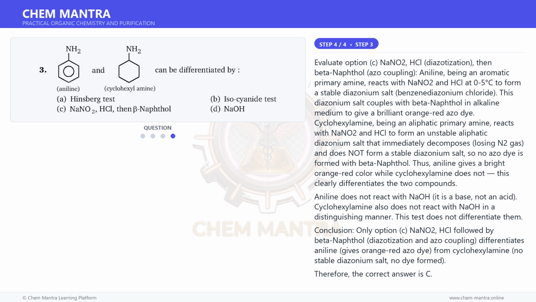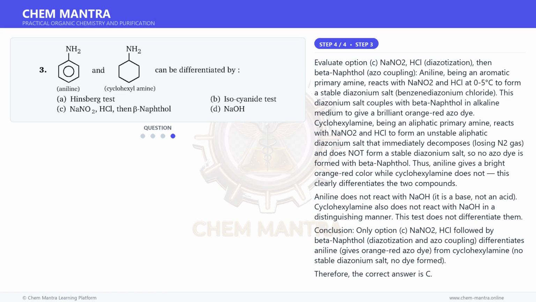Cyclohexylamine, being an aliphatic primary amine, reacts with NaNO2 and HCl to form an unstable aliphatic diazonium salt that immediately decomposes, losing N2 gas, and does not form a stable diazonium salt, so no azo dye is formed with beta-naphthol. Thus, aniline gives a bright orange-red color while cyclohexylamine does not. This clearly differentiates the two compounds.